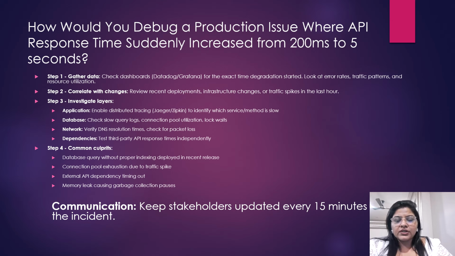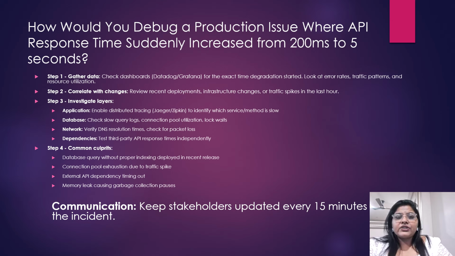The most important thing as a PM or as a person owning the entire program delivery or change, you have to keep the communication going. If it's a P1 production issue, or if it's something which is blocking, then the stakeholders need to be updated every 15 minutes about the incident happening, right?